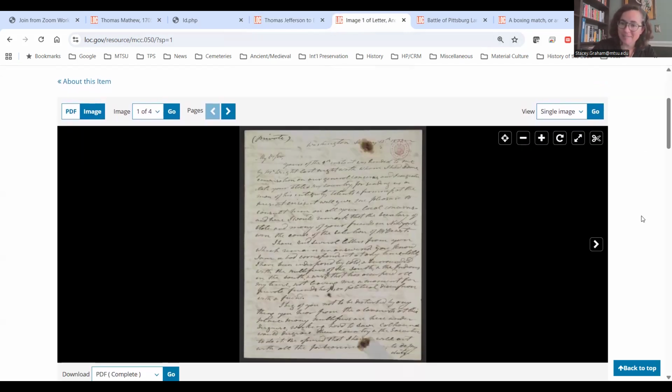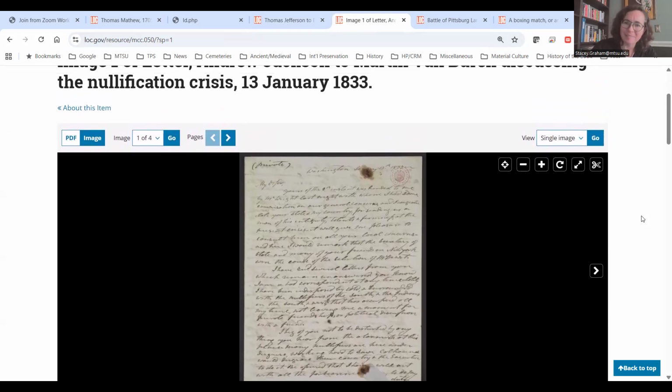All right, well, let's look at another example of someone who does not have handwriting as nice as Thomas Jefferson, and that is Andrew Jackson. So here we have a letter that he wrote in 1833 to Martin Van Buren, his protege, about the nullification crisis, which of course is a very important political issue at that time.